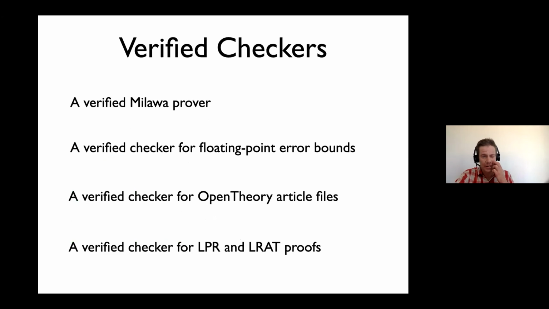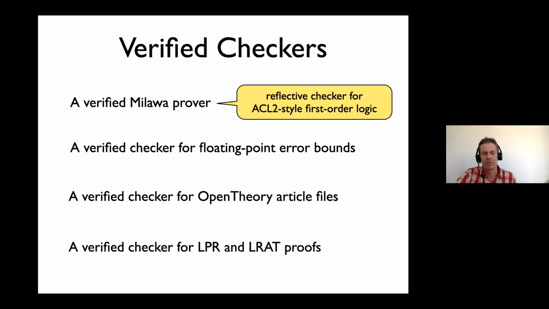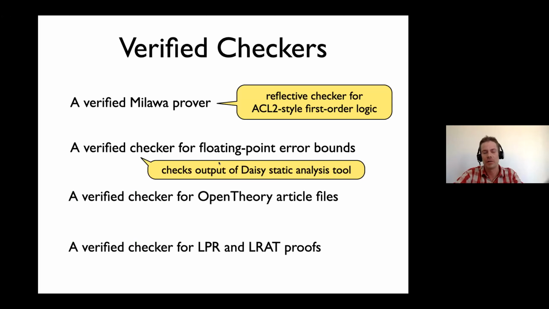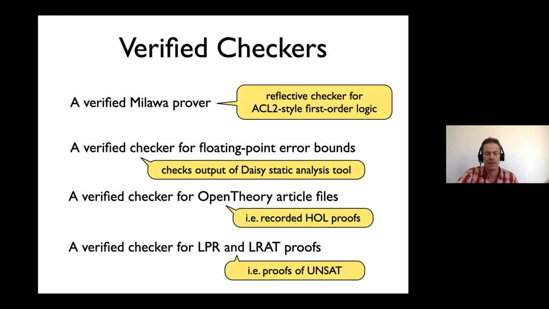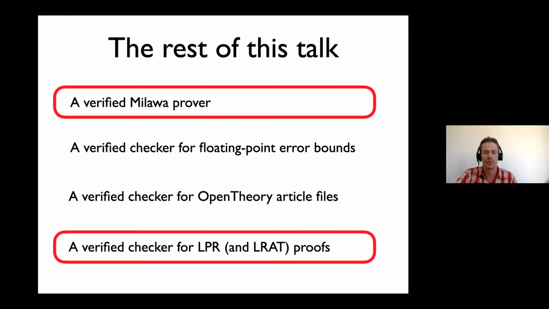I've been involved in the following verified checkers. The verified Milawa prover, which is a reflective checker for ACL2 style first order logic, and a checker for floating point error bounds for the static analysis tool called Daisy. A verified checker for OpenTheory article files. So what are OpenTheory articles? They're recorded whole proofs. And then a verified checker for LPR and LRAT proofs, so that's for UNSAT proofs from SAT solvers. In this talk, I'll talk about these two.